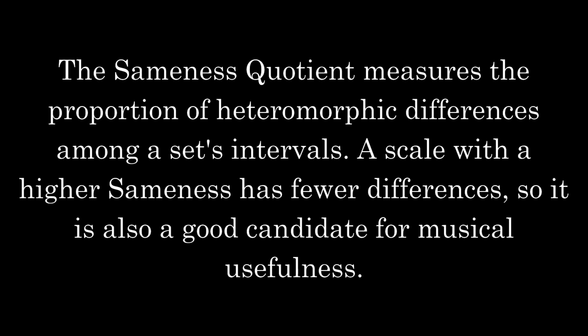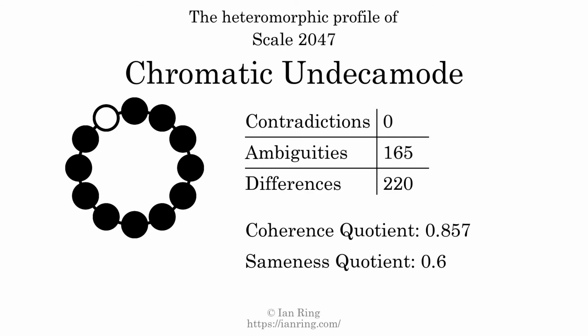The sameness quotient measures the proportion of heteromorphic differences among a set's intervals. A scale with a higher sameness has fewer differences, so it is also a good candidate for musical usefulness. The sameness quotient is 0.6.